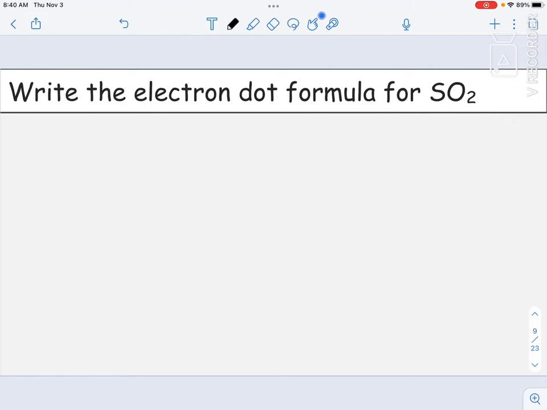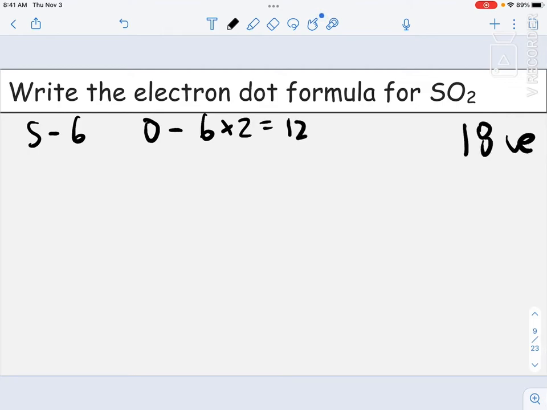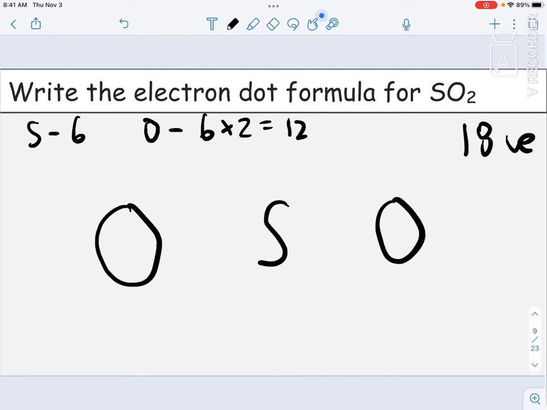Moving on, electron dot formula for sulfur dioxide. Total number of valence electrons. Sulfur has 6. Oxygen has 6 as well, but there's 2 of them for a total of 12. So we have a total of 18 valence electrons, okay? Put the lone atom in the center. That's going to be sulfur. Bond them. There's 2 electrons and 4 electrons, so we're left with 14, okay?